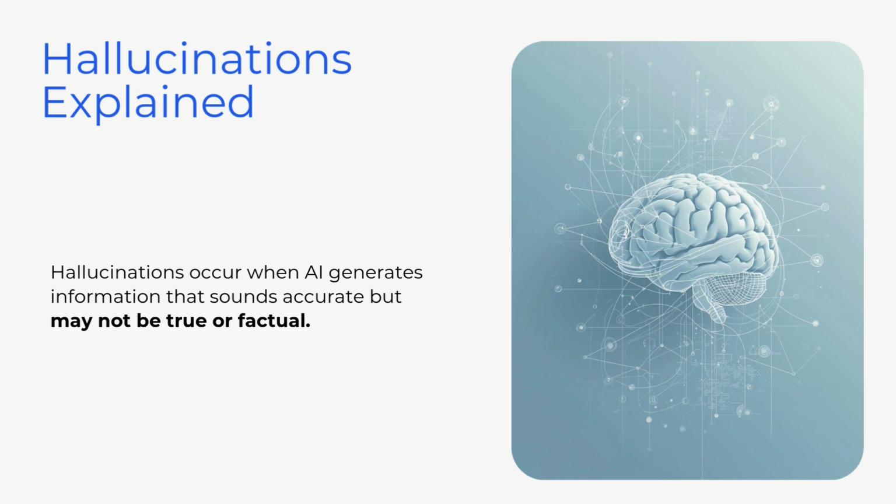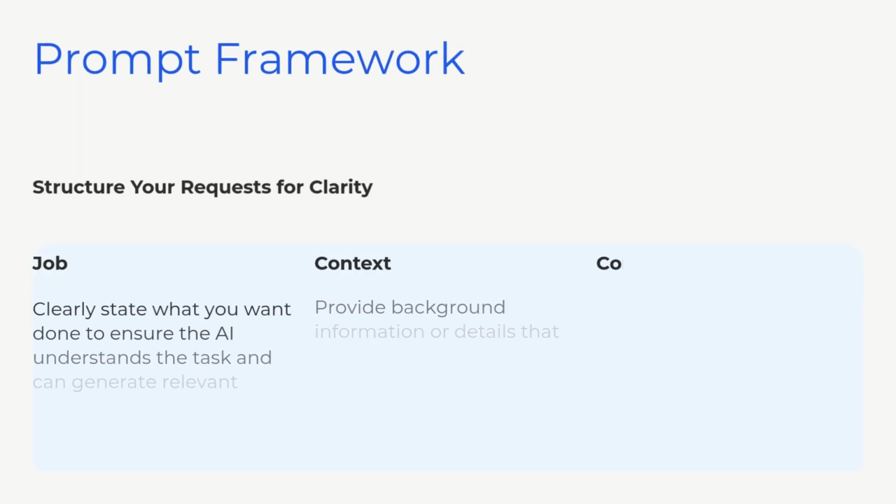This leads to hallucinations. A hallucination is when AI generates something that sounds accurate but isn't actually true or grounded. It's not lying, it's predicting, and sometimes the best-sounding prediction is incorrect. Rule of thumb: if it's a fact you'd bet money on, verify it.